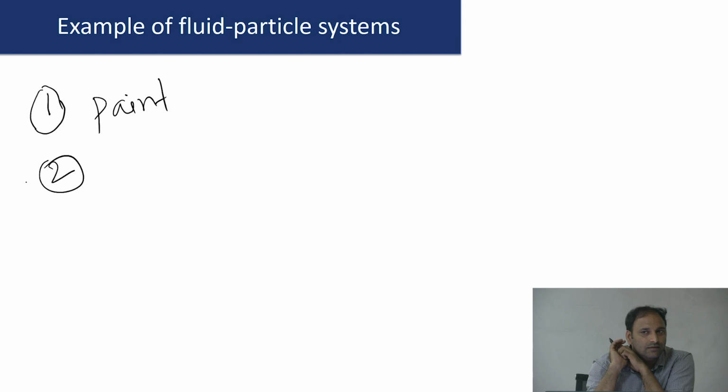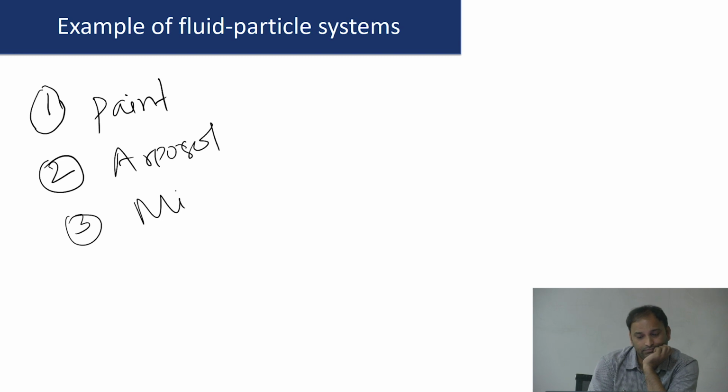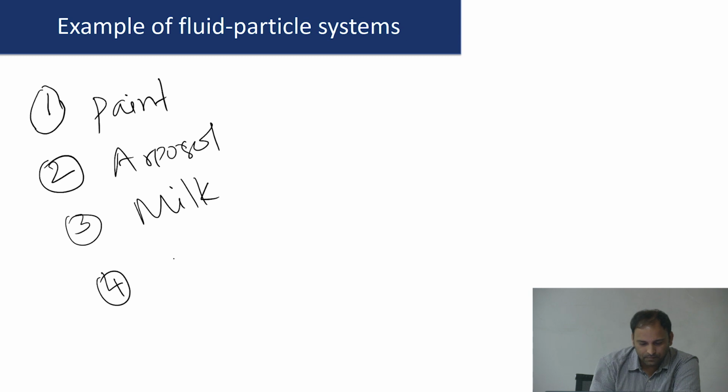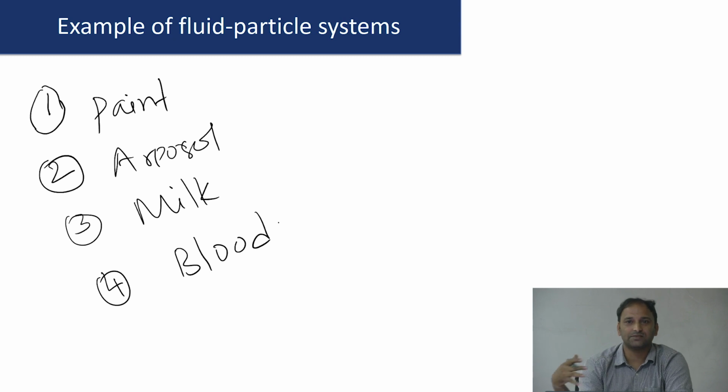What is that? Aerosol is, yeah, aerosol is a kind of fluid particle system, yes. How about milk? Right? Milk essentially has a lot of water, plus there are some casein micelles, there are some proteins and stuff like that. Okay, that's an example of a fluid particle system. How about blood? Right, you have RBCs, there is plasma, right?